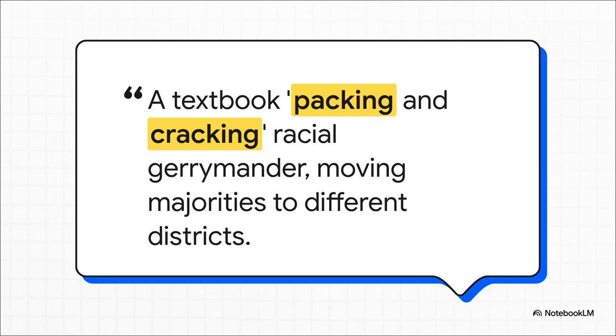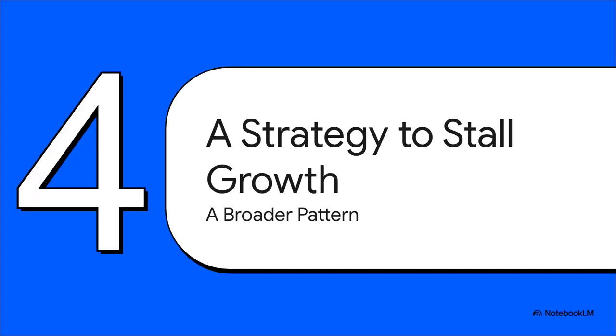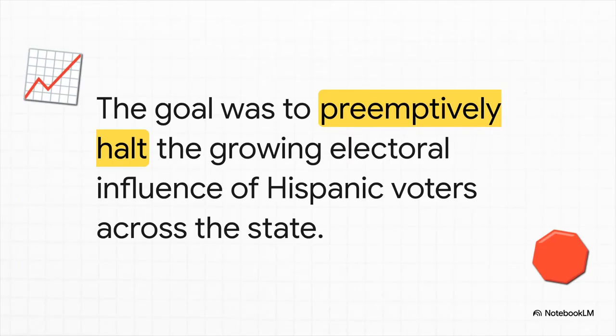So on paper, the number of Hispanic majority districts didn't change, but their overall power, that's a different story. And the report claims this tale of two districts in Houston wasn't a one-off thing. It was just one piece of a much larger strategy, a strategy designed not just to move voters around, but to stop a powerful demographic trend dead in its tracks. So you have to ask, what was the motive?